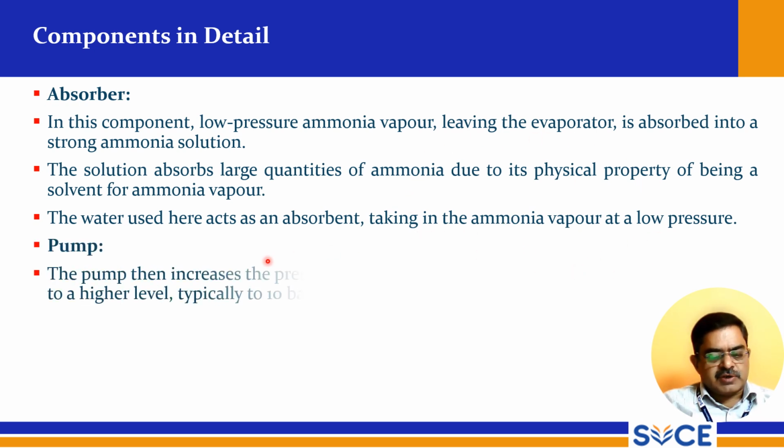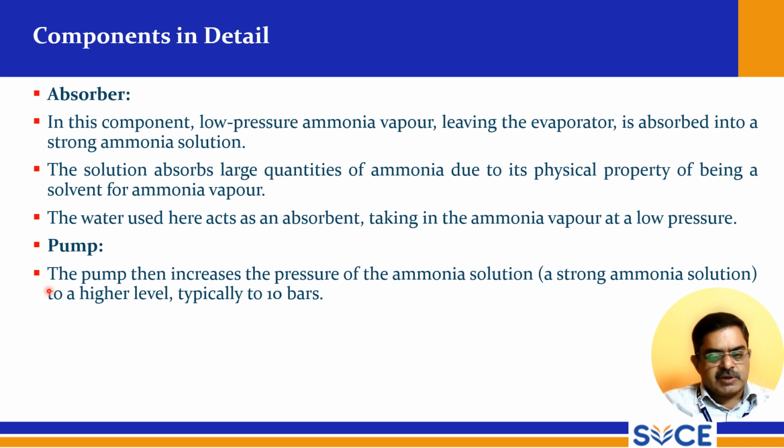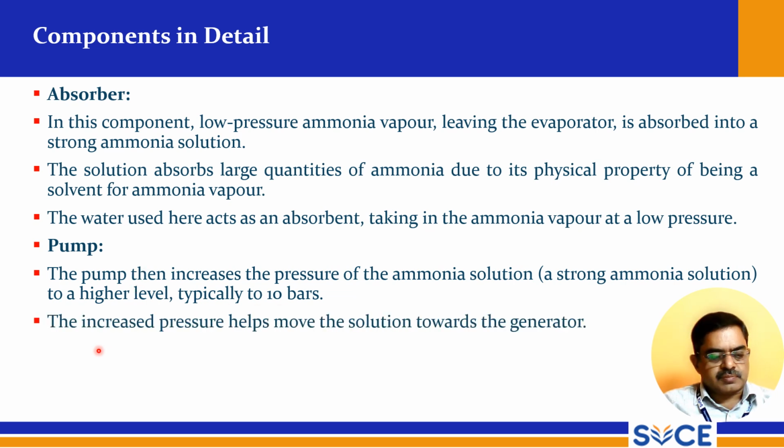The next component is the pump. The pump increases the pressure of the ammonia solution, so it becomes a strong ammonia solution. Strong here means high pressure. It acquires high pressure due to the pumping process to a higher level, typically 10 bar. So 10 bar pressure will be there in the ammonia solution after the pump. The increased pressure helps move the solution towards the generator.